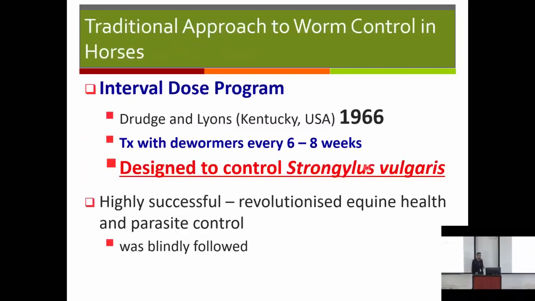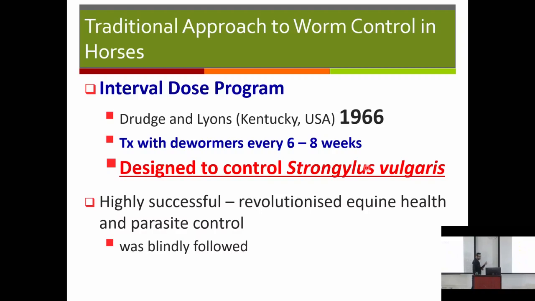Let's start with the traditional approach. This approach is the interval dose program. It was started in 1966. Who is going to tell me the life cycle of Strongylus vulgaris? Let me give you a hint. 21 days, 3 months, 6 to 8 months. 6 to 8 months. Yes.